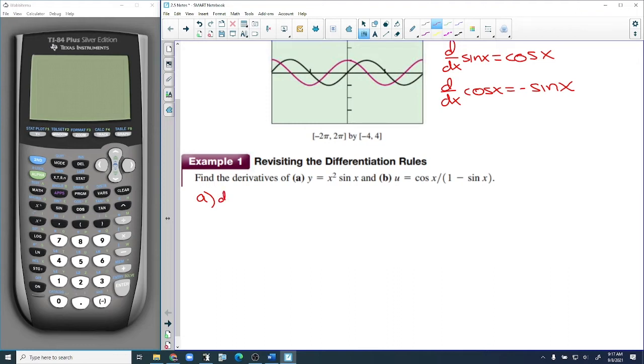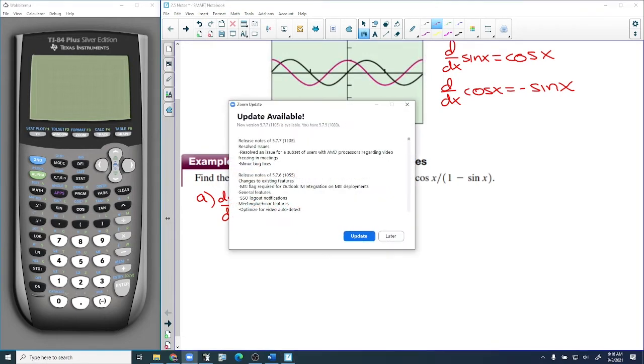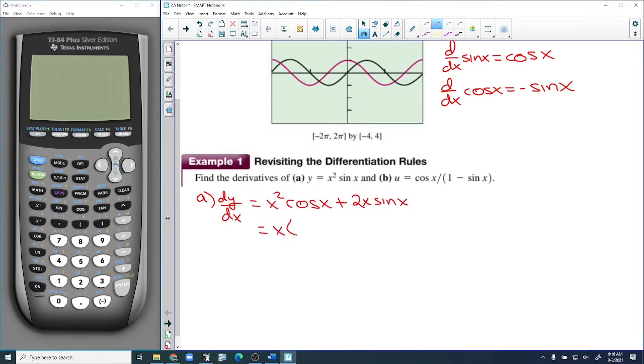So the derivative dy dx on letter A is equal to first times the derivative of the second plus the second times the derivative of the first. And we took a gateway quiz in Honors Pre-Calc over the unit circle. We will take a gateway quiz in here over derivatives. And I will expect you to factor anything out that you can. So here we can factor out an x.